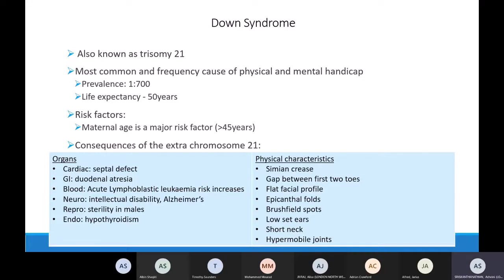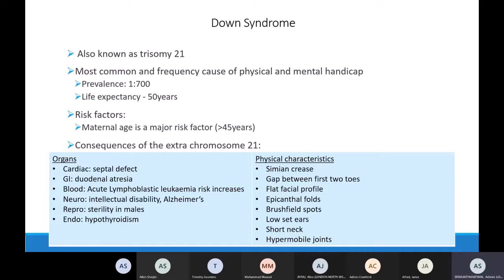Okay, so just going to quickly go through Down syndrome. We're almost near the end. So Down syndrome is also known as trisomy 21, and the correct terminology for this now is trisomy 21. It's the most common and frequent cause of physical and mental handicap, and it has a prevalence of about 1 in 700. And the average life expectancy for someone with this is about 50 years. Doesn't mean they won't live any longer, it's just the average life expectancy. And the risk factor for this is generally a maternal age of over 45, or if they've got any other issues going on as well.